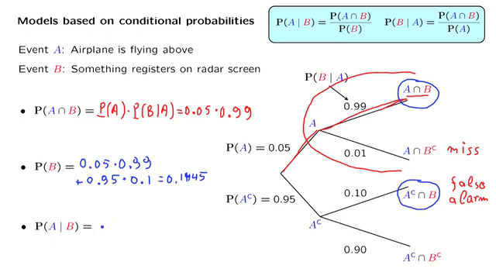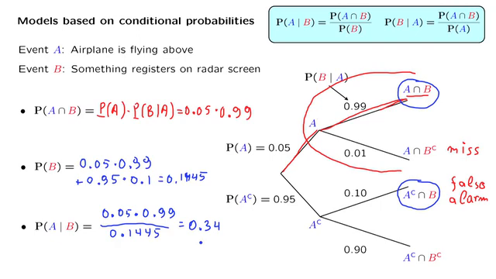So the numerator is this number 0.05 times 0.99, and the denominator is 0.1445, and we can use our calculators to see that the answer is approximately 0.34. So there is a 34% probability that an airplane is there, given that the radar has seen or thinks that it sees something.